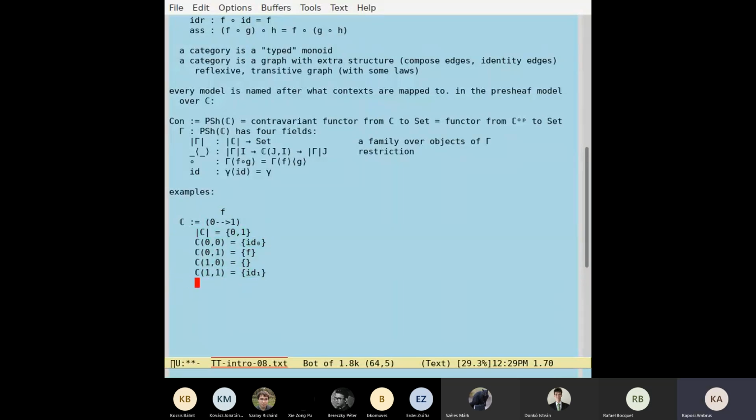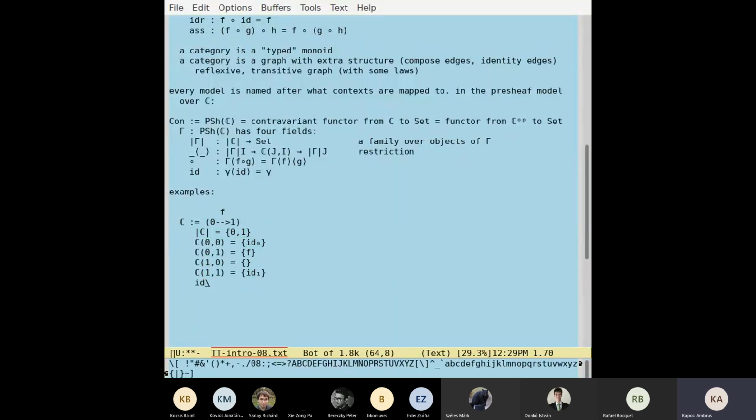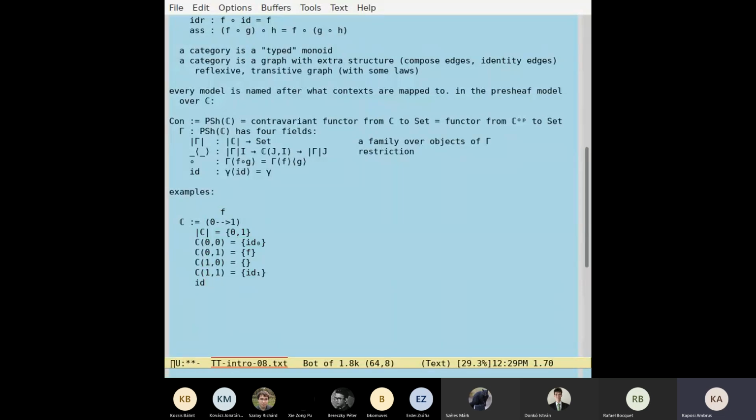So we have 2 operations. We have the ID operation, and we already defined it, because on 0 this is the ID, so ID on 0 is this ID 0 basically. So ID is given by ID 0 and ID 1. These are the 2 identity operations. And we also need to define composition. So there are 3 morphisms, 1, 2, 3, and we can compose some of them.